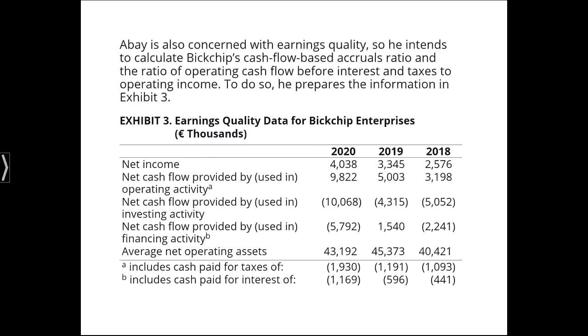Abay is also concerned with earnings-based quality, so he intends to calculate BigChip's cash flow-based accruals ratio. Okay, so I'm thinking when I see cash flow-based accruals ratio, I'm thinking, oh, I need to get aggregate accruals, which of course are the accruals-based earnings in the income statement.